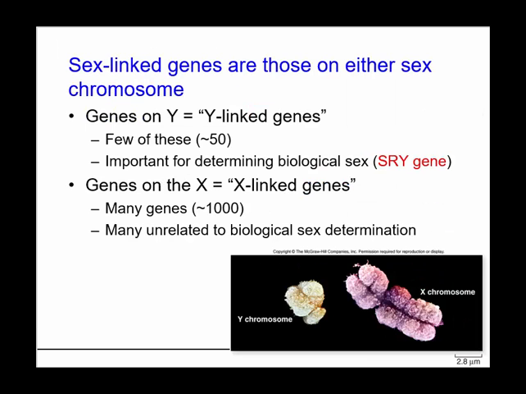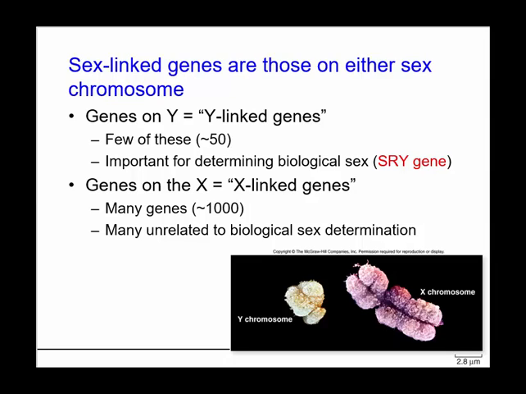So what about those genes? The Y chromosome has the Y-linked genes, and there's not even that many genes on the Y chromosome, about 50. But one that's really important is this SRY gene. That is an important gene that's turned on early in development, and that determines whether an individual develops as a male biologically, or whether they develop as a female if there's the absence of that gene.